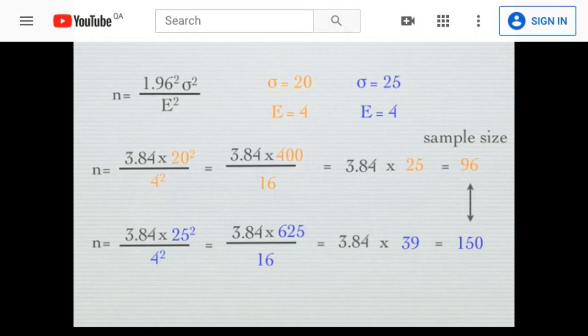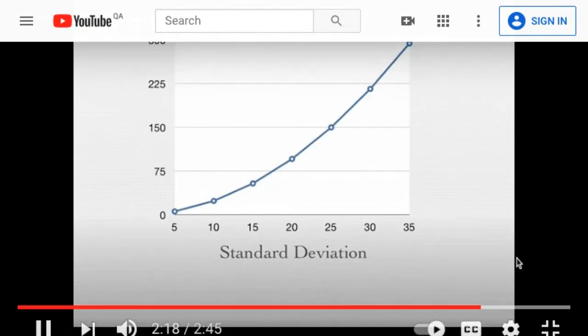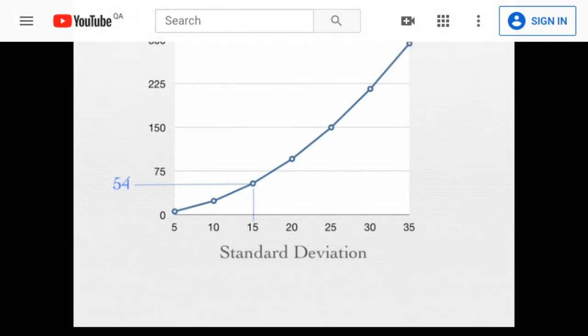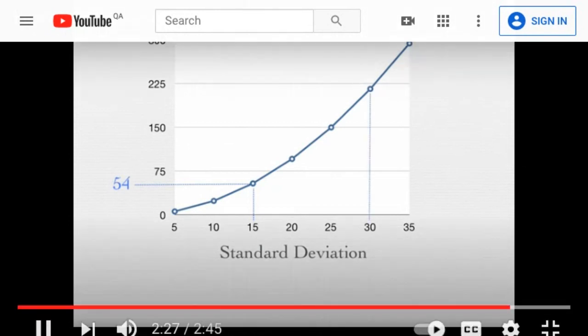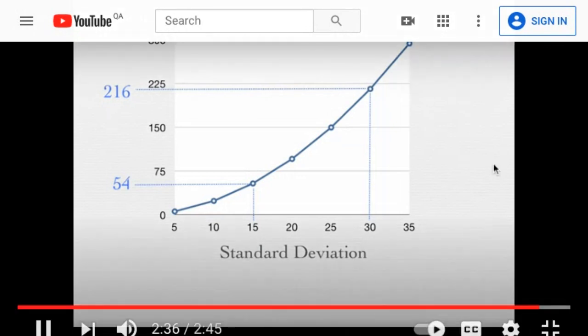So let me make a little graph of this as well. We can see as the standard deviation increases, the sample size goes up more. As an example, let's look at a standard deviation of 15. The actual sample size is 54. If we double the standard deviation to 30, we get a sample size of 216. This means that the standard deviation impacts the sample size a lot, obviously, right? And that's the whole point.